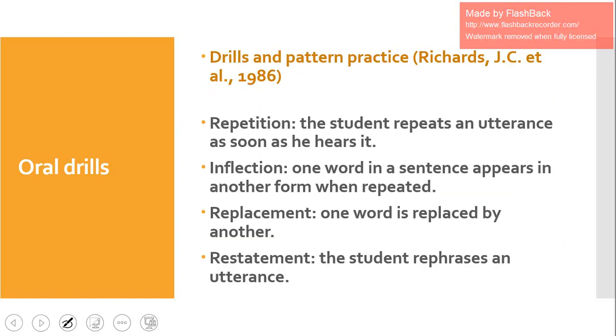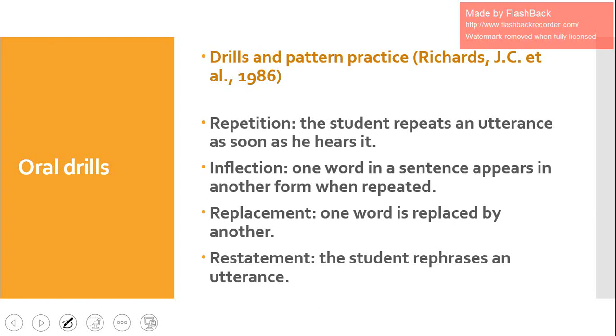Next we have drills and pattern practice. Oral drills. I told you I will explain what the oral drills are. There would be four components in the oral drills. Repetition: the student repeats an utterance as soon as he hears it. For example, the teacher would say "this is a chair," and the students would say "this is a chair," without any difference in the utterance.